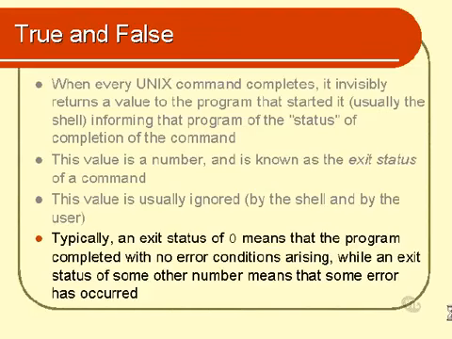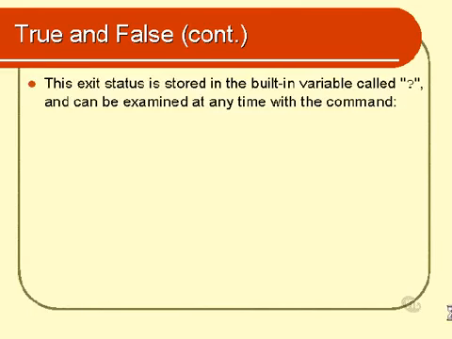So, is there any way of actually examining this exit status to find out what it actually is? The answer is yes. The exit status of the last command that ran is always stored in a built-in variable called question mark. It seems like an odd name for a variable, even an illegal name, but nevertheless that's where it's stored. So you can have a look at it at any time using the echo command, just going echo $?.